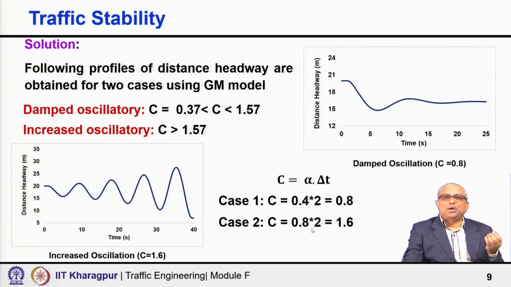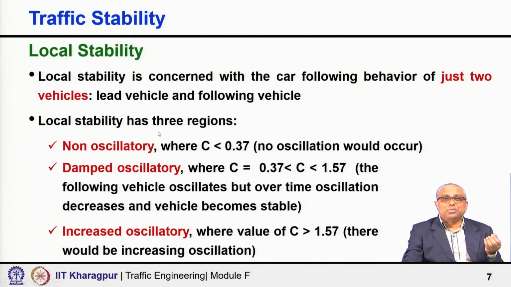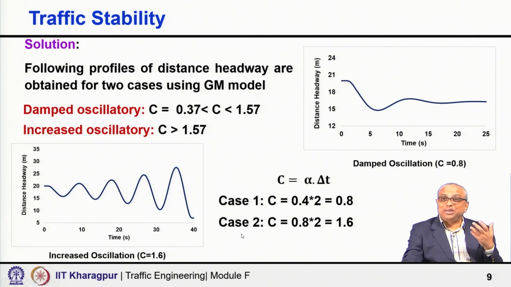Whereas in the second case the value of C is 1.6, and anything greater than 1.7 is expected to be increased oscillatory. Where am I taking it from? I have just mentioned it here. Remember, this is the slide. Less than 0.37 is non-oscillatory. We are not getting values in that range for this example problem. Two cases: one is damped oscillatory and the other is increased oscillatory, as expected.